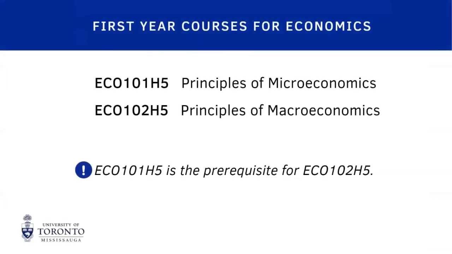First year courses for economics. Students should enroll in these two courses for economic study at UTM: ECO 101 H5, Principles of Microeconomics, and ECO 102 H5, Principles of Macroeconomics. Please note that ECO 101 is the prerequisite for ECO 102. This means you must complete the 101 course in order to take the 102 course.